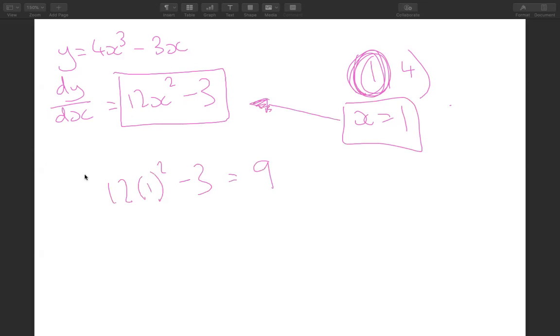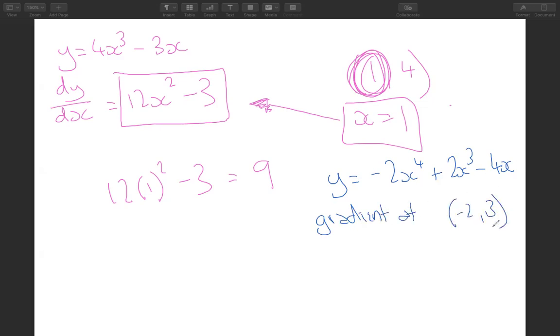Let's do that again. If I said y equals negative 2x to the power of 4 plus 2x cubed minus 4x, I want to know the gradient at negative 2, 3. The first thing I need to do is derive this equation. So dy/dx is, let's derive this. What's the first term? Negative 8x cubed, plus 6x squared, minus 4. Excellent. So this is my derivative.